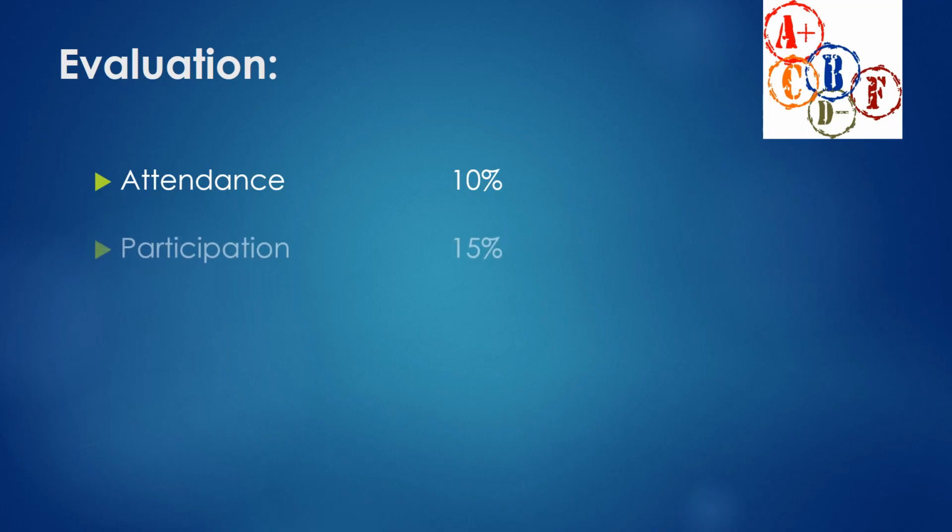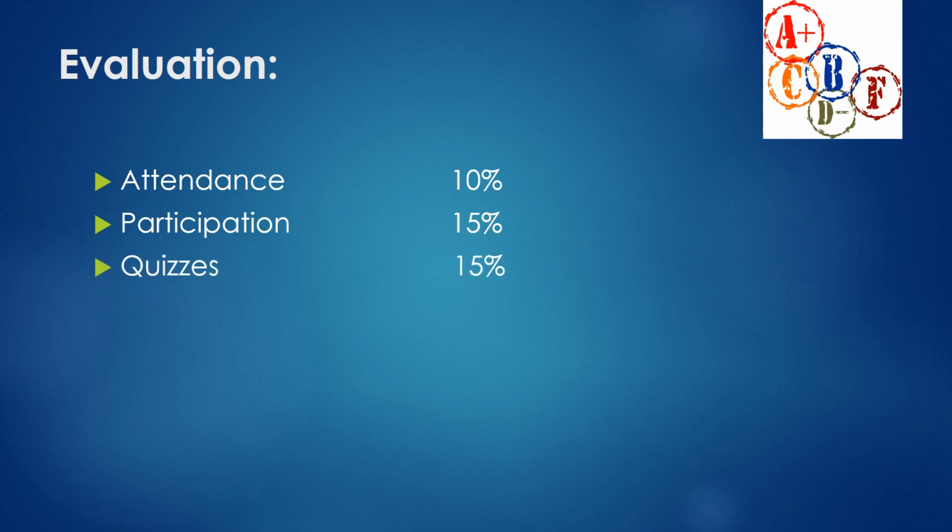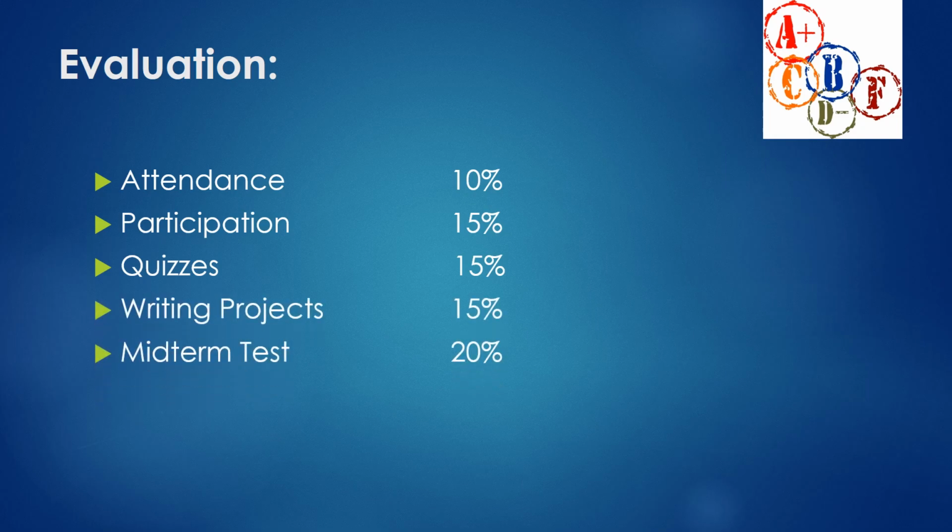Okay, let's talk about the evaluation. This is very important, how you get your grade. It's mostly the same as last semester. So the attendance is 10%. Your participation is 15%. I will be giving you quizzes, which are 15% of the grade. There's a writing test, which is 15%. There's a midterm test, which is 20%. And there is a final test, which is 25%.